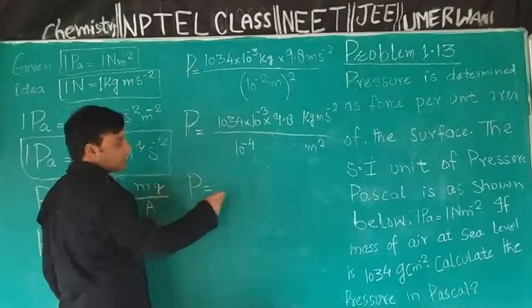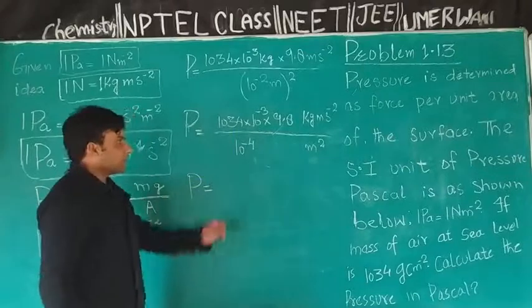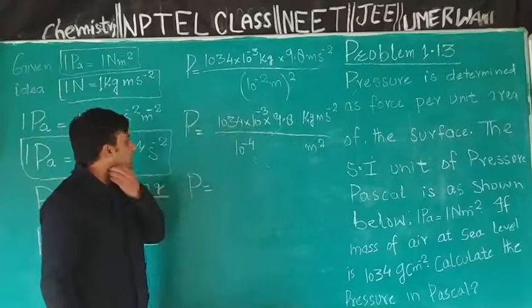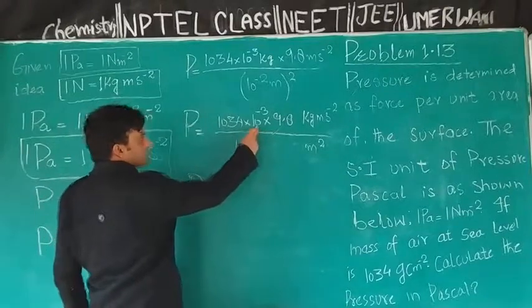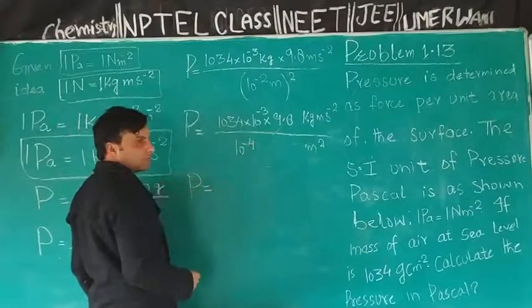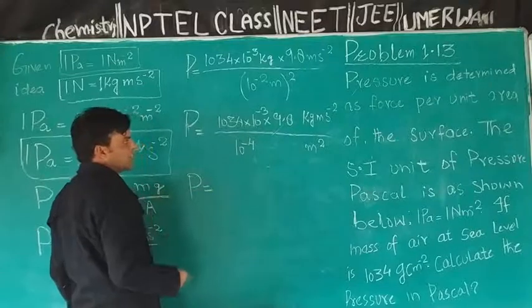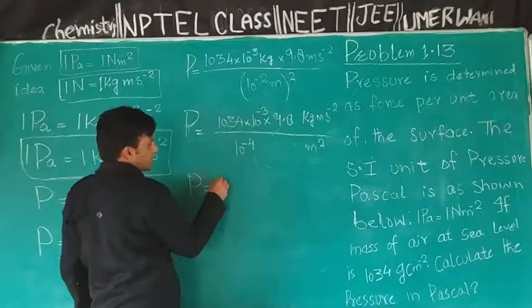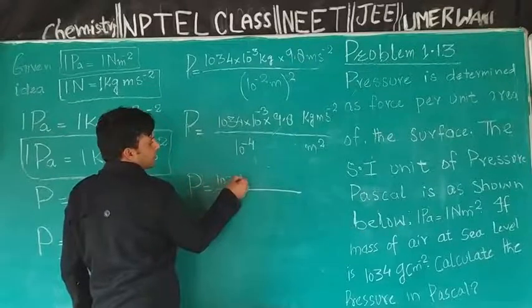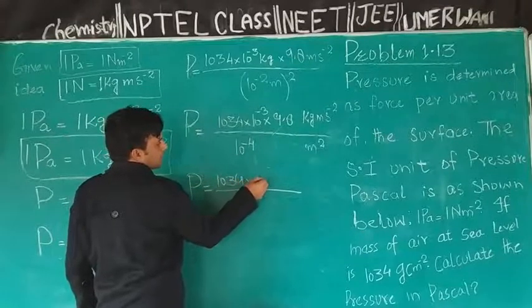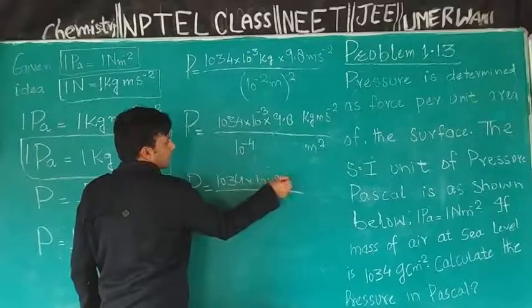Pressure is equal to, if I take 10 raised to power minus 4 to the numerator, its power will change its sign to plus 4. Then I will solve 10 raised to power minus 3 and 10 raised to power plus 4: the bases are the same, powers are added, and it will become 10 raised to power 1. Therefore, in the numerator I will get 1034 multiplied by 10 multiplied by 9.8.